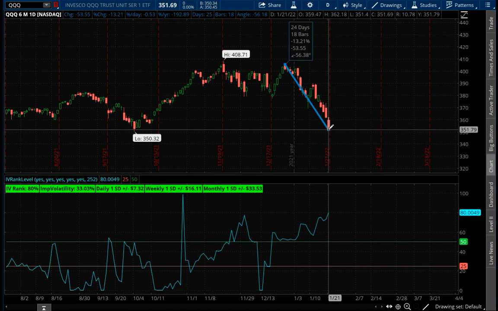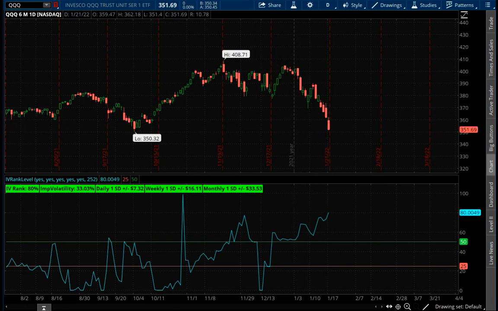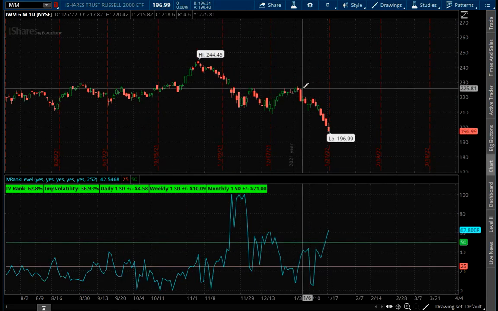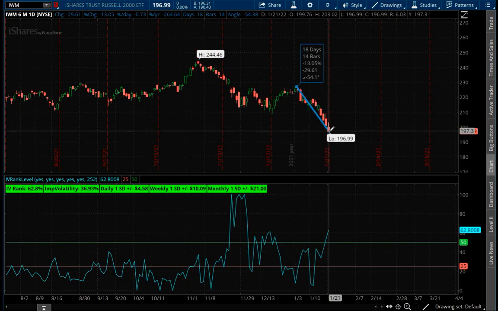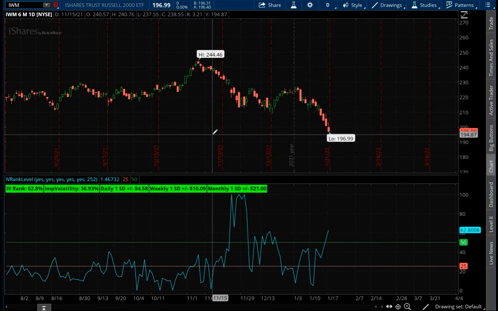You'll see we're down 13% in just over 3 weeks. And if we go to the Russell, which has kind of been on a downslide for a while, you can see also 13% in less than 3 weeks. So the market's in a bad place right now. I mean, you can say we're heading towards a bear market, who knows? So what are we going to trade though?